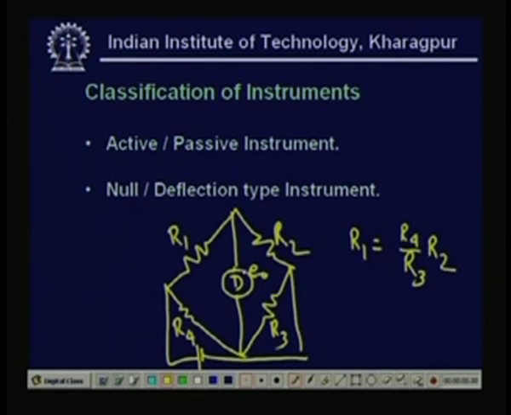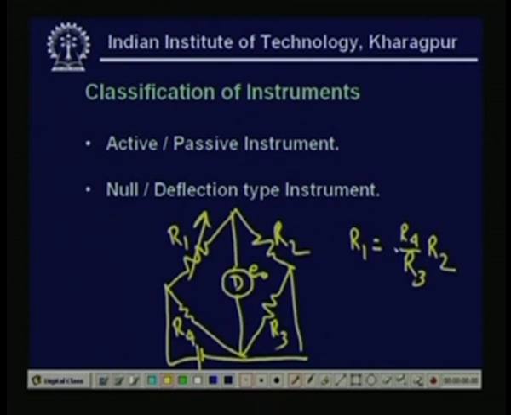Now, null type means I can utilize, suppose this R1 varies. Suppose R1 is a thermistor which is measuring some temperatures, and obviously if the temperature rises, the value of R1 will fall. Now, I can utilize either R4 or R2 to balance the bridge. So, if I use some resistance R4 and R2, suppose R2 is also varying, in that case it is a null type of instrument.